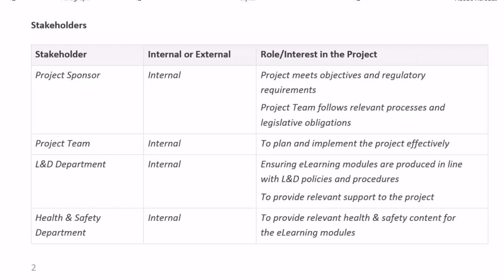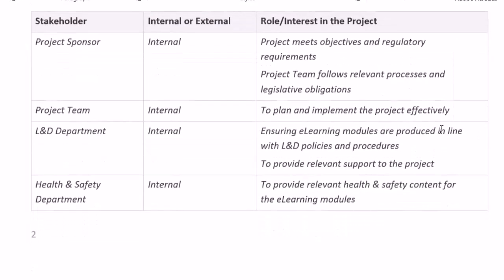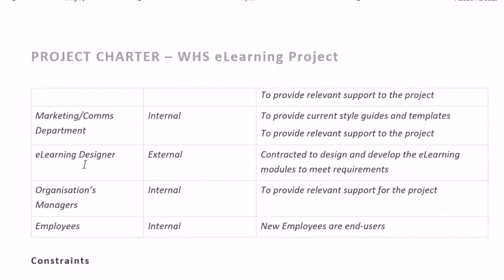So, for example, the project sponsor's role and interest is that the project meets the objectives and regulatory requirements. So that's an interest. And the project team follows relevant processes and legislative obligations as well. So that's their interest there. So I've just put a few notes in here, going through all of those different stakeholders.